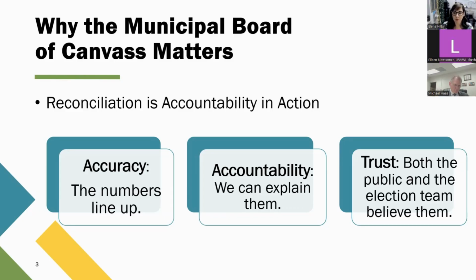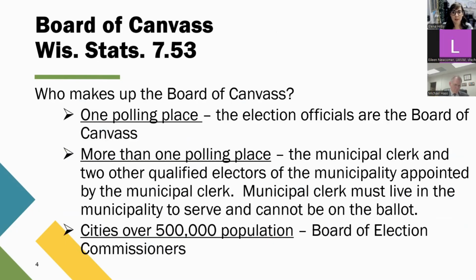So let's talk about who's involved and who's on the board of canvass next. So the MBOC, or Municipal Board of Canvass, is the group that takes the first close look at election results. So in a small municipality with one polling place, the election inspectors usually serve as the board. They review the paperwork, check the math, and sign off on results that night.